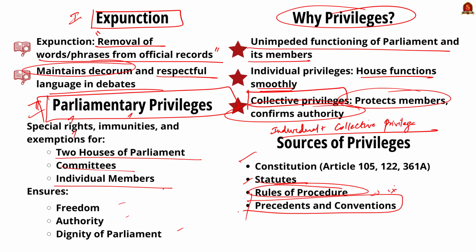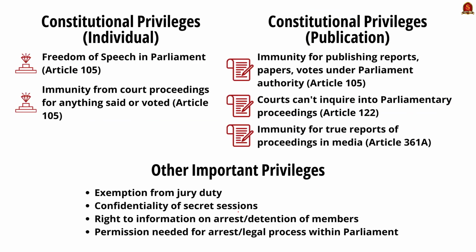Now, let us see the constitutional provisions which deal with these powers and privileges. Article 105 of the Constitution of India provides for the power, privileges and immunity of the Houses of Parliament, and the same for the members of Parliament and committees. First, this provision provides freedom of speech in the Parliament. Secondly, no MP shall be liable to any proceedings in any court in respect of anything said or any vote given by him or her in the Parliament or any of the committees.